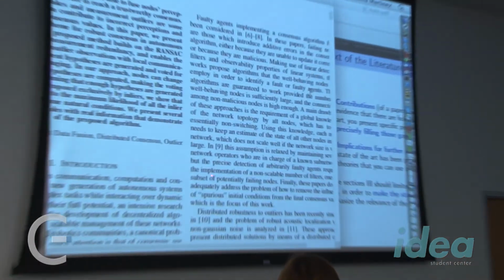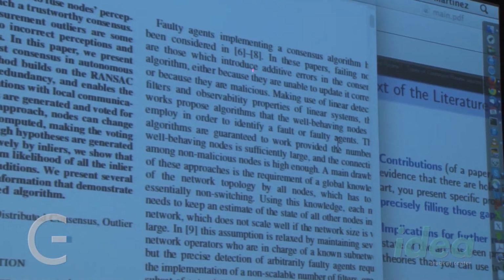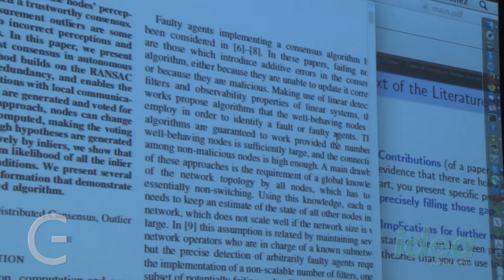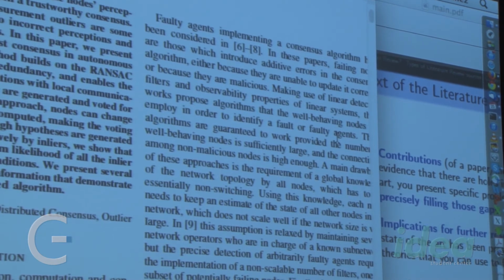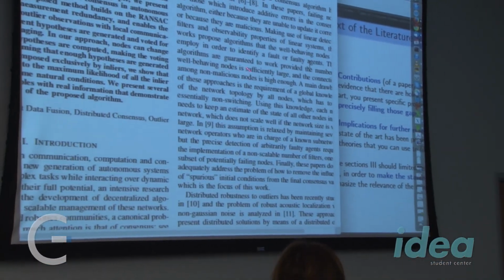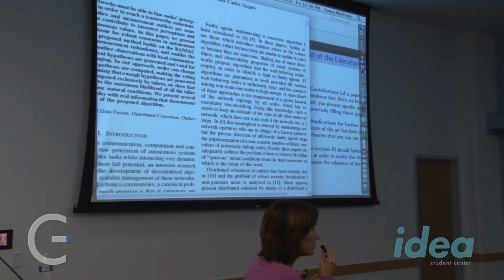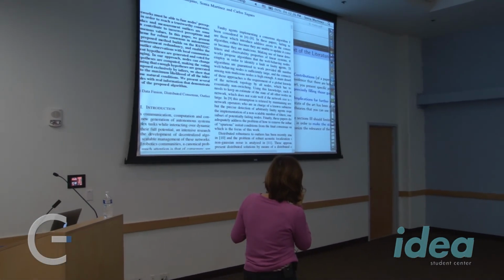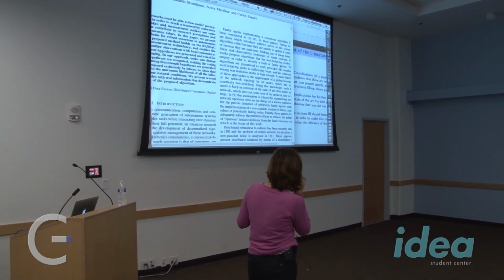So in this paragraph, I have a few papers that use a certain approach. The paper is about how to deal with networks that have nodes that are failing. These first references deal with these failing nodes in some ways using some types of filters. We explain this here, so they make use of these filters and observability. However, this part is saying what the drawbacks are, okay? These algorithms only work if the number of good nodes is large enough. A main drawback is the requirement of some global knowledge of the network topology.